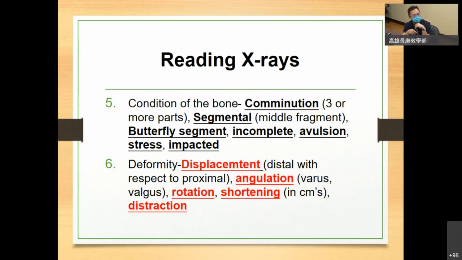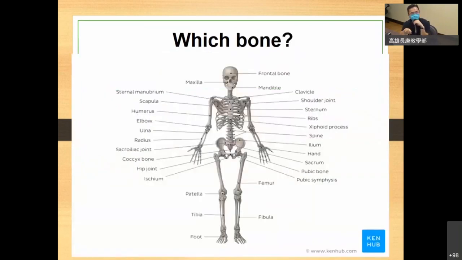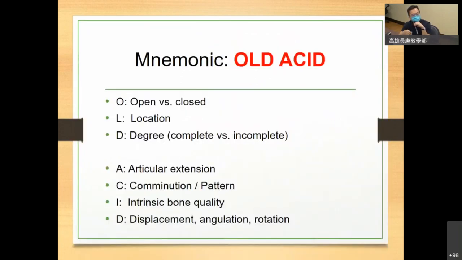Okay, so we can also add deformity descriptors like displacement and angulation. Angulation means valgus angulation or varus angulation, or maybe the bone with rotation, maybe shortening, or maybe distraction. These are specific terms you can use to describe an X-ray. So first, you should know which bone. Okay, so you should know the name of the bone. So this is very important. So another step for describing an X-ray, I will introduce you to a mnemonic.